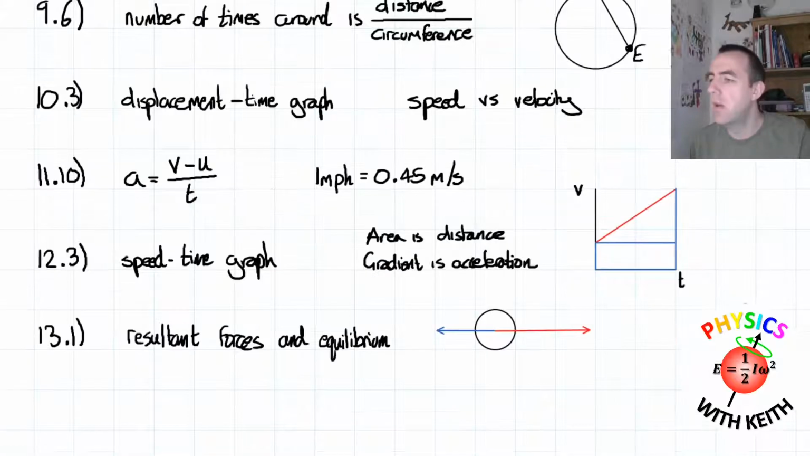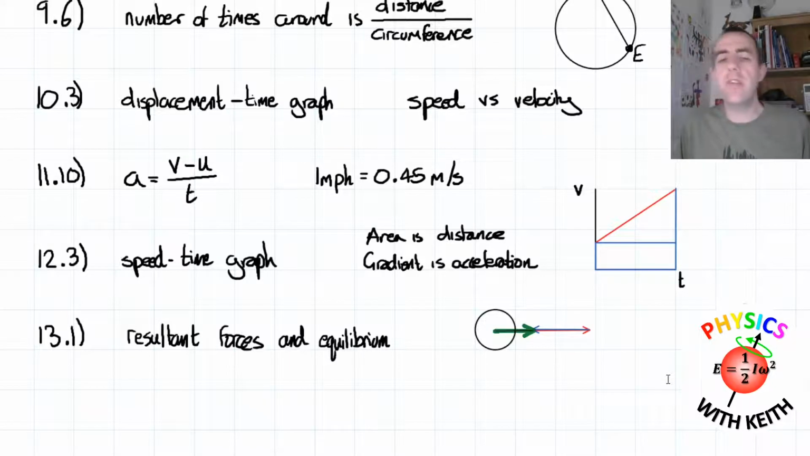Question 13.1 will have you examine resultant forces and equilibrium. To find the resultant force, you add up the forces that are presented to you. In the example I've drawn here, there is a red force to the right and a blue force to the left. If we choose the right-hand direction as positive, then by adding these two forces, you subtract the length of the blue force arrow. And the resultant force would be from the start of the red arrow to the end of the blue arrow. That would be the green arrow drawn here.